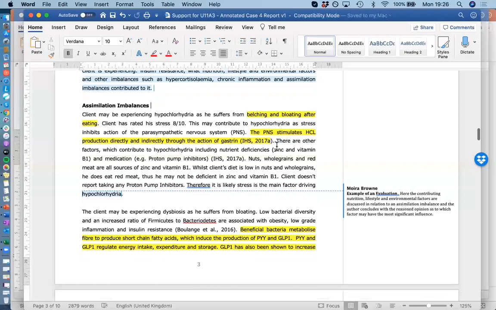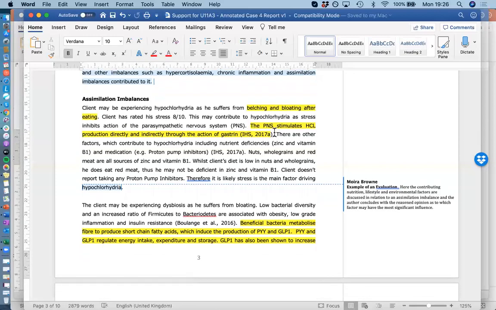And then in this evaluation, it's saying, okay, well, what are the other factors that could contribute to hypochlorhydria? So there are other factors which could contribute, including nutrient deficiencies and medication. Nuts, whole grains, and red meat are all sources of zinc and B1. Whilst the client's diet is low in nuts and whole grains, he does eat meat, thus he may not be deficient in zinc and B1. The client doesn't report taking any proton pump inhibitors. Therefore, it's likely that stress is the main factor driving the hypochlorhydria.